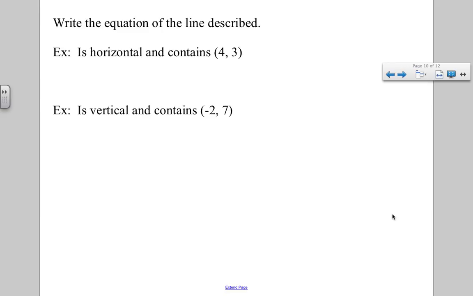Okay, now let's write the equation of this line. So try writing these 2 equations. One's a horizontal line and one's a vertical line. So if you want to draw it out on the coordinate plane first, maybe that'll help you out a little bit.